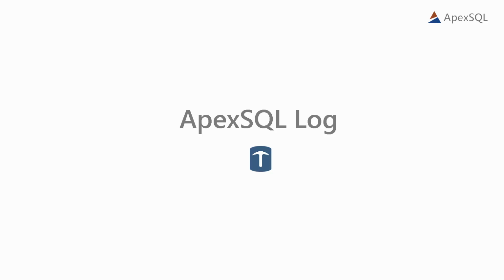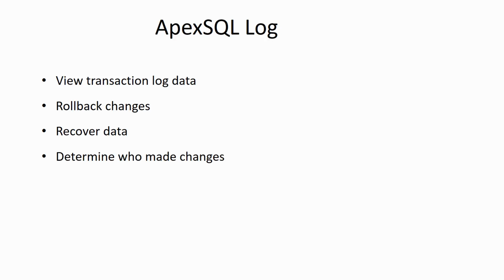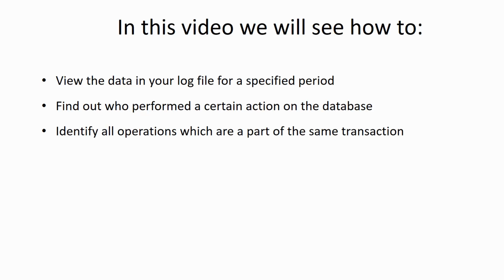ApexSQL Log is a SQL Server transaction log reader, which not only allows you to view data in your transaction logs in a format you can understand, but also roll back changes, recover data, and determine who made those changes. In this video, I will show you how to view the data in your log for a specified period, find out who performed a certain action on the database, identify all the operations which form part of the same transaction, and roll back any unwanted changes.